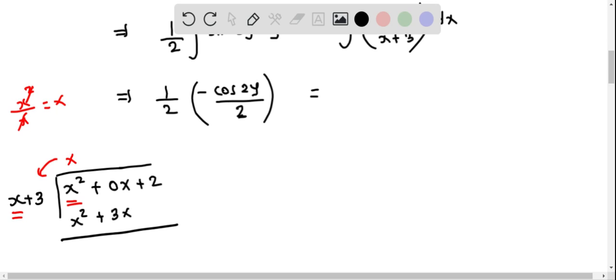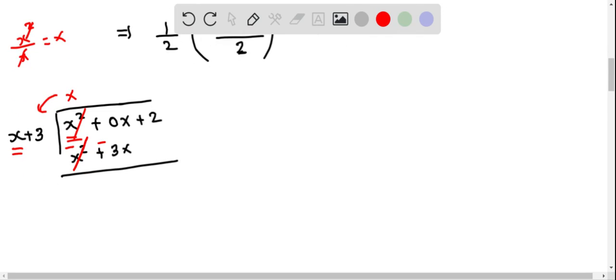Now I have to do the subtraction. So I change the signs. X squared minus x squared will become 0, and 0x minus 3x is negative 3x. We bring this term down, so therefore this becomes negative 3x plus 2.